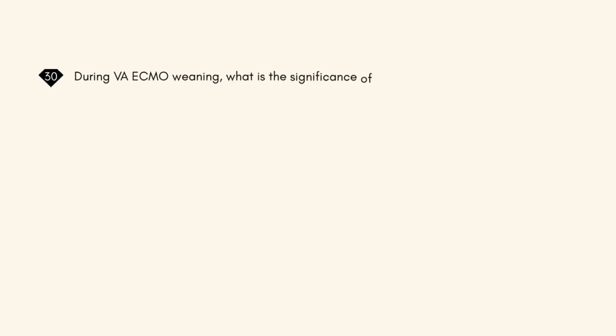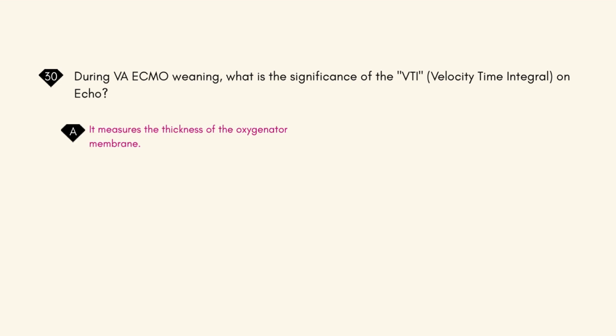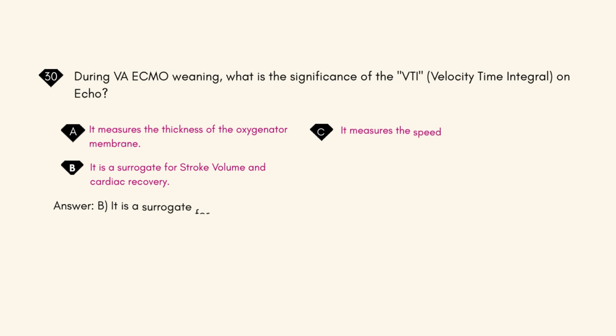During VA-ECMO weaning, what is the significance of the VTI, velocity time integral, on echo? A. It measures the thickness of the oxygenator membrane. B. It is a surrogate for stroke volume and cardiac recovery. C. It measures the speed of the sweep gas. D. It indicates the level of hemolysis.